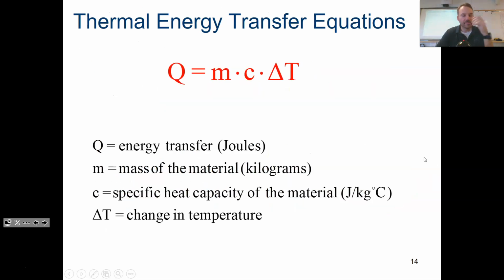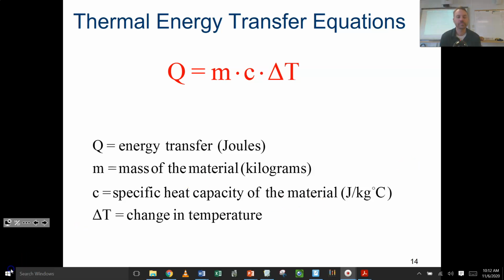How do we calculate how energy travels? Those of you that have been through physics, you've seen this equation before. This is how to figure out how much energy, so Q represents energy, is transferred when something changes temperature. Like if you go from hot to cold, it's cooling down, that means it's giving its heat somewhere else. How much heat does it give? Well, number one, it depends on how much mass is there.